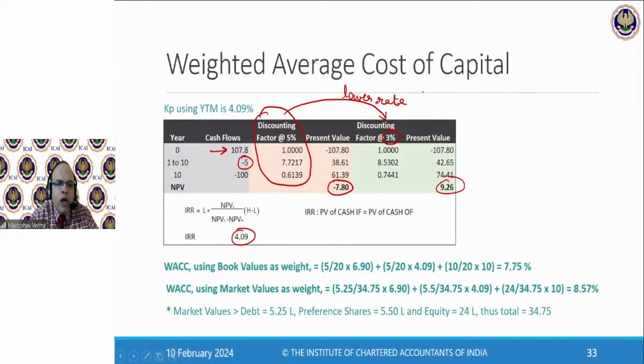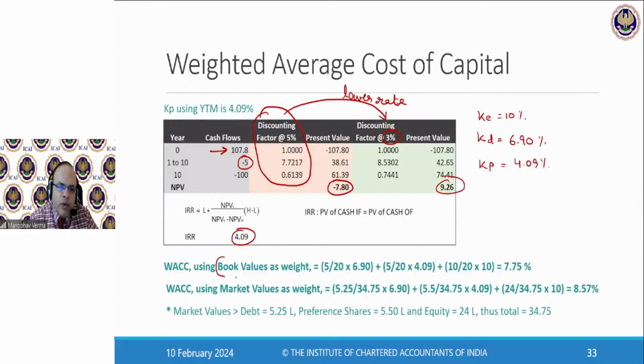Okay, guys. Now I'm talking about the weighted average cost of capital. Let us quickly summarize. Cost of equity was how much? 10%. Cost of debt we calculated as 6.9, and cost of preference shares is 4.09.